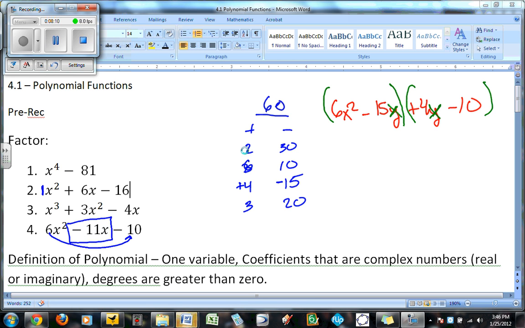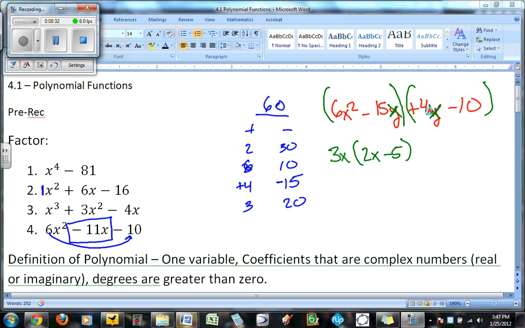Now, would you agree that negative 15x plus 4x is negative 11x? Sorry if that y confused you. But now we're going to group it and see if we can pull out a common term. Here I'm going to pull out a 3x. And when I pull that 3x out, this becomes 2x, and this becomes minus 5.